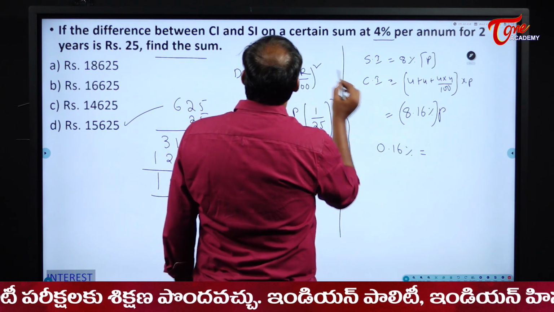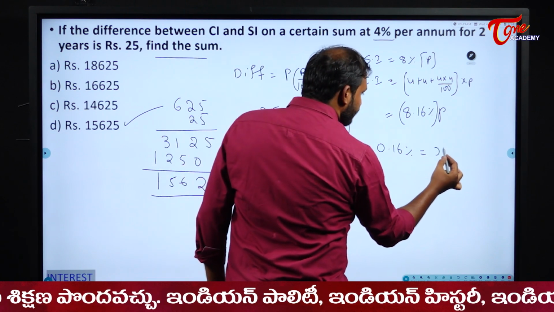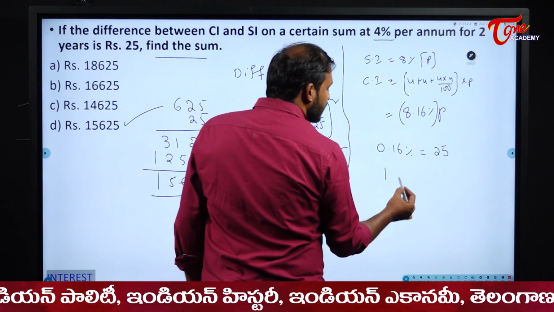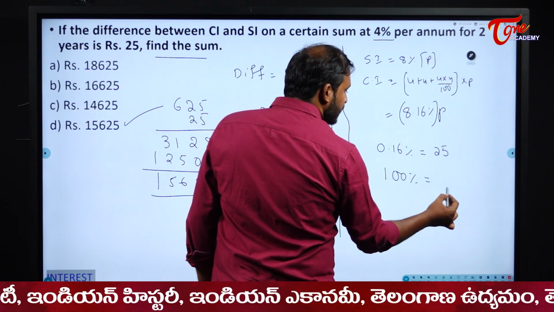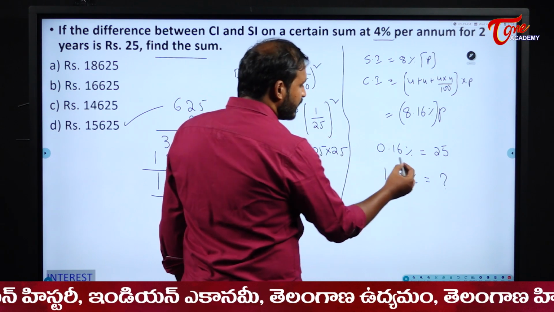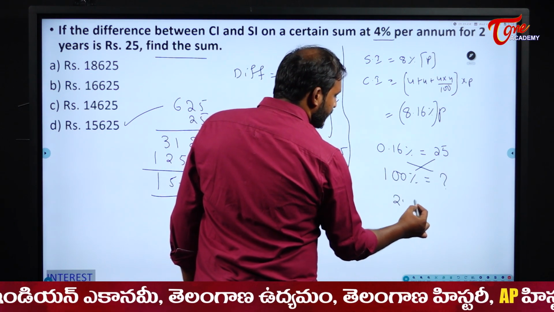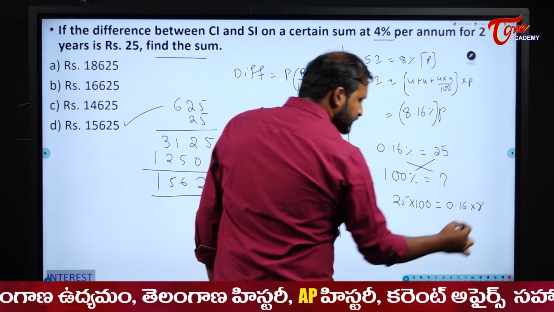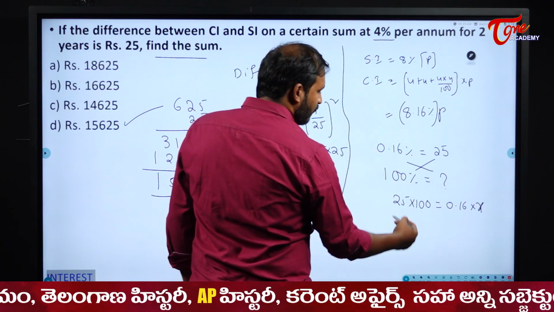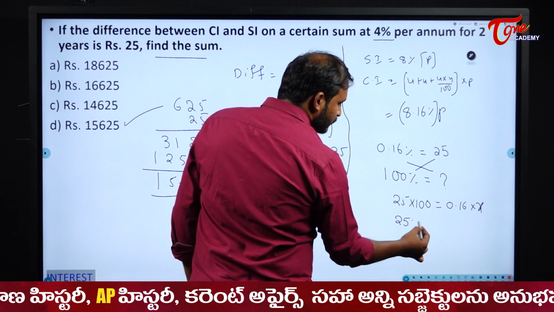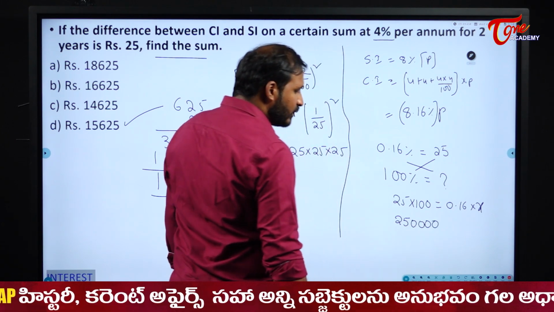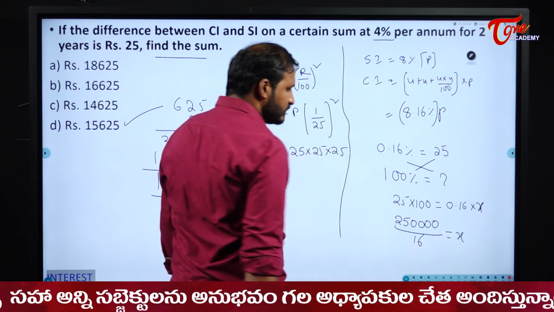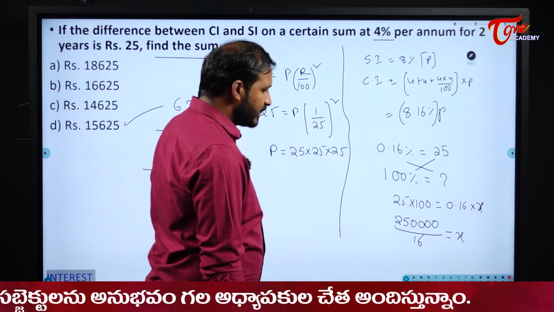This 0.16% is given as 25. Now they are asking us what is 100%. Cross multiply it, what will you get? 25 into 100 is equal to 0.16 into x. So now, 2,50,000 by 16 is equal to x. You can solve it.